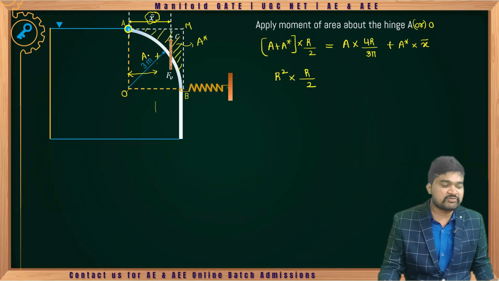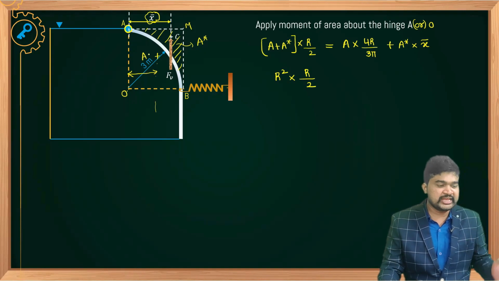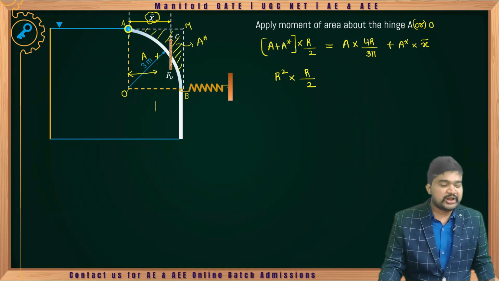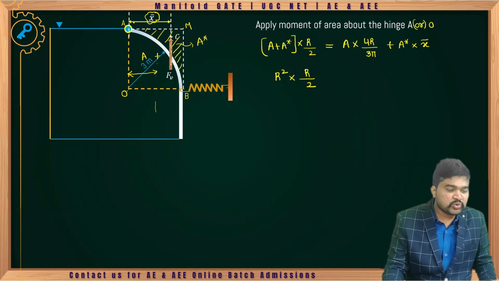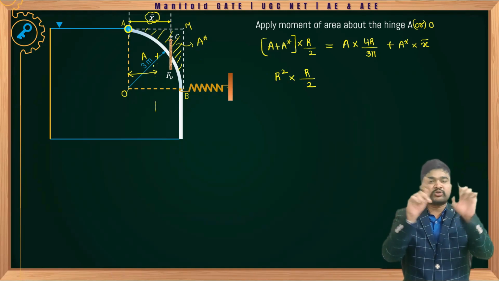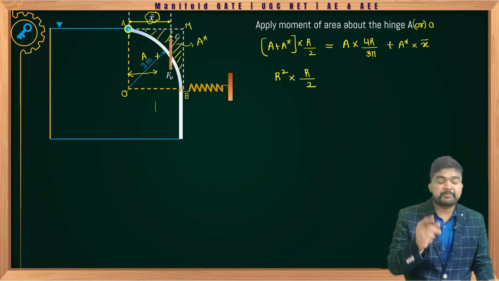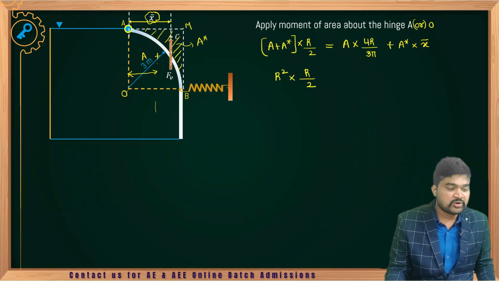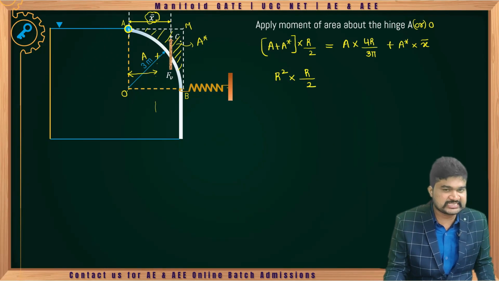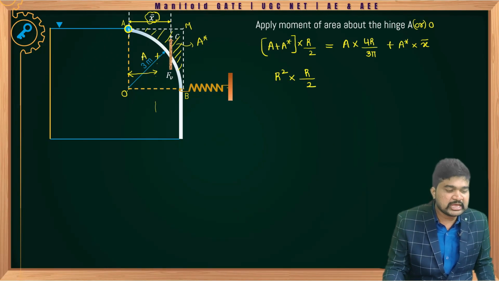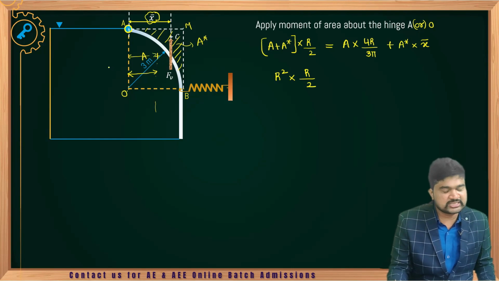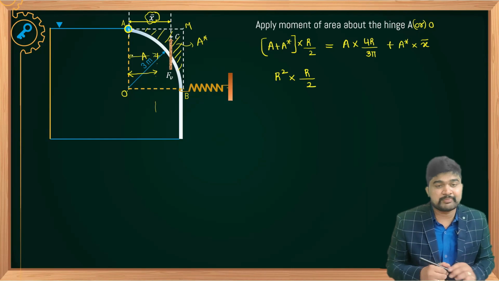Square consists of two portions. One portion area is A. Next portion area is A star. Okay, na? Now, moment of total area means consider total square. Okay, represent the centroid of total square. Centroid of total square. Okay, so we need to take A plus A star. Moment of area means A plus A star into distance between this particular plane OA. Perpendicular distance only need to take. That will be R by 2.